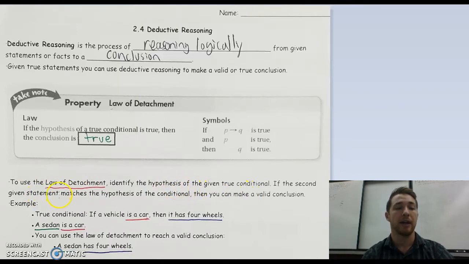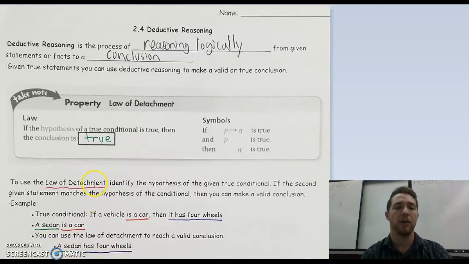And then if I have a second statement that matches that hypothesis, then I can make a different sort of conclusion. So along the same lines of that true conditional, I can make another statement. For example, if I have a vehicle that's a car, then it has four wheels. Again, the car is the hypothesis. The four wheels is the conclusion. So if I make a second statement saying a sedan is a car, that is following that true hypothesis. So then I can use that law of detachment to reach the same conclusion. This time, I'm just talking about the sedan that has four wheels.